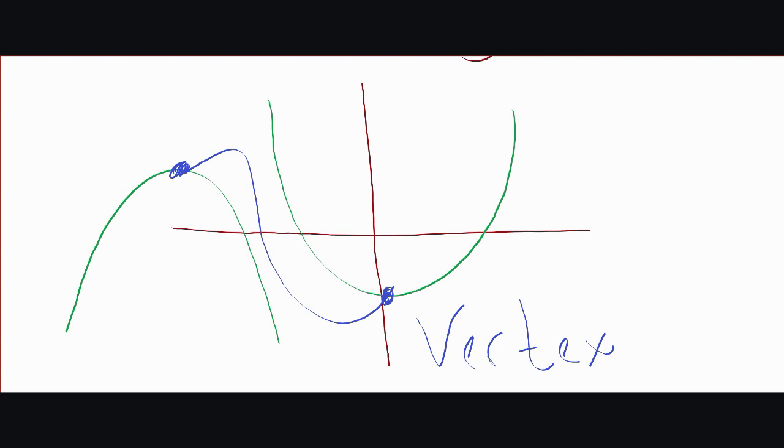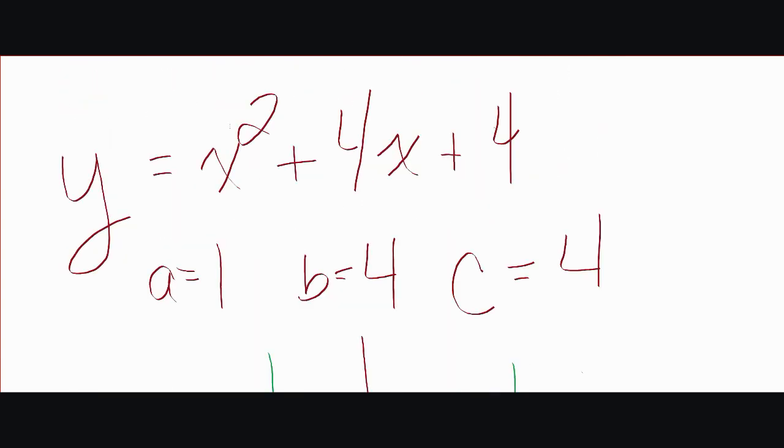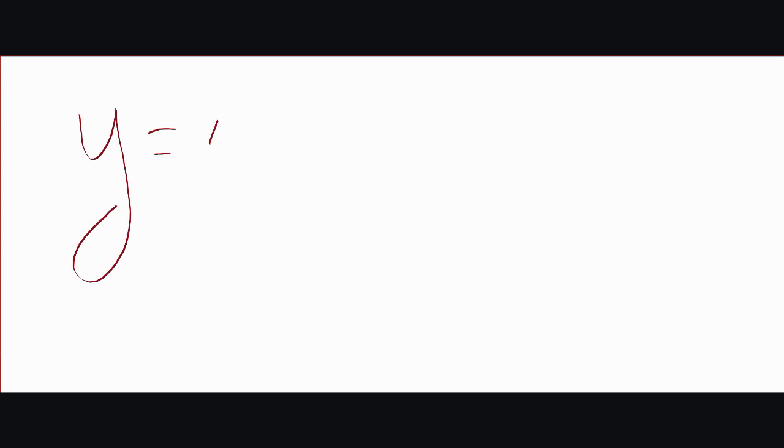Okay, so looking at the vertex, we need to find it. Alright, so looking at our equation now, x squared plus 4x plus 4, how do we find the vertex? Well, remember, the vertex is just a point. It's a special point, but it's a point nonetheless. So our equation was, once again, y equals x squared plus 4x plus 4.